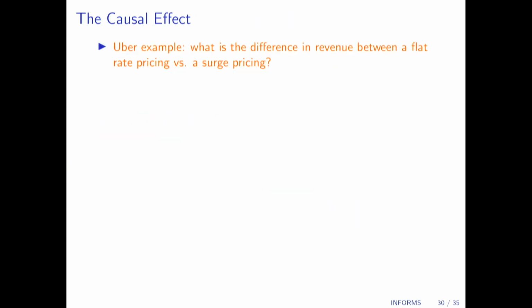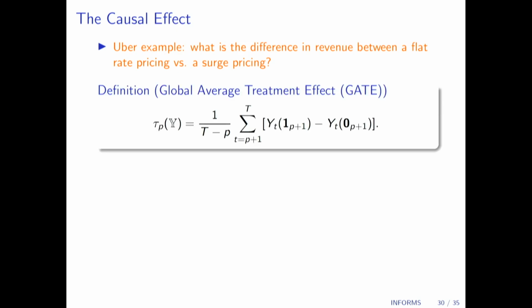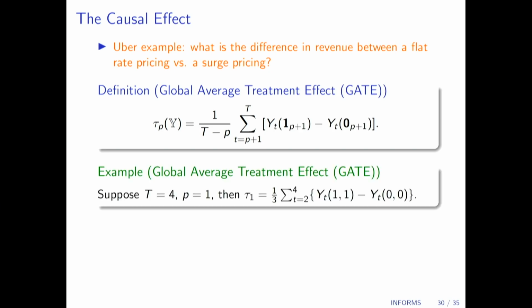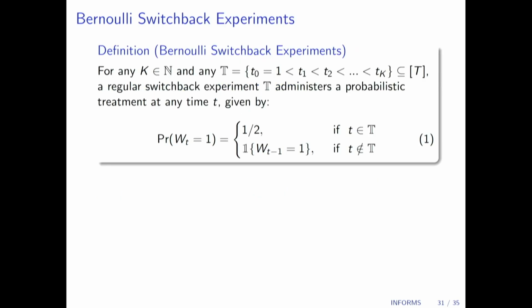At Uber, we're interested in estimating the following causal effect, which is defined in this way. So it is comparing treatment and control averaged across all the time periods. So for example, when there are 4 time periods and when the carryover effect is of 1 period, then we're comparing 2 consecutive treatments with 2 consecutive controls, and we're taking the average across the 3 time periods. So that's what we mean by a global average treatment effect.